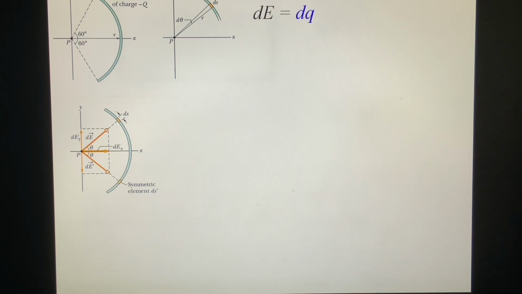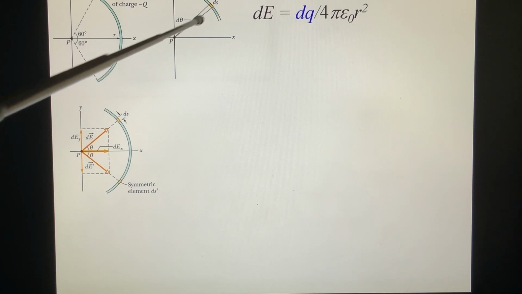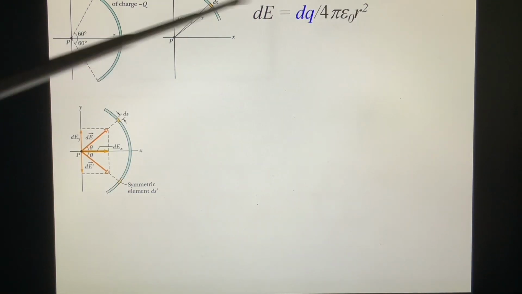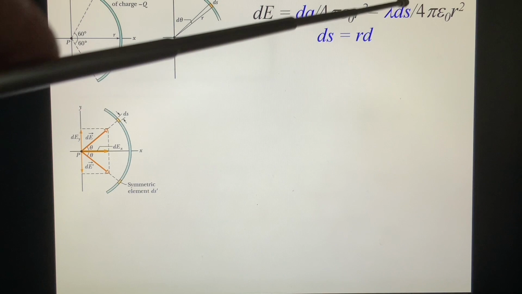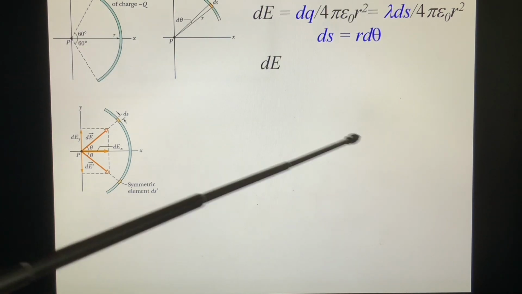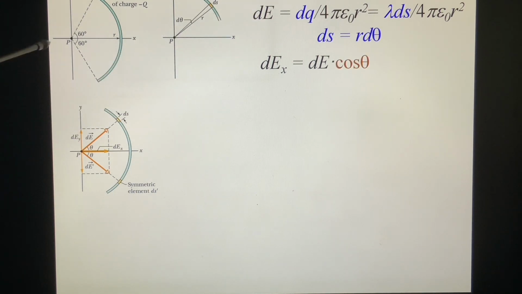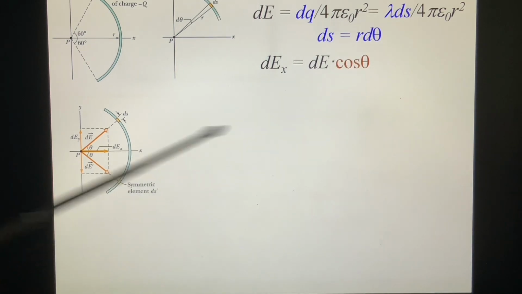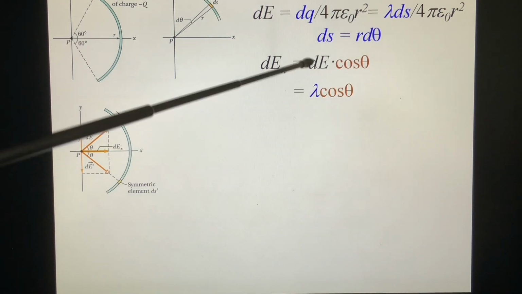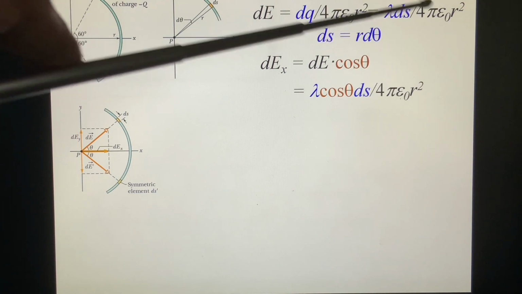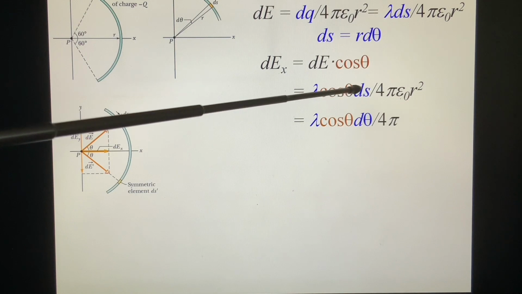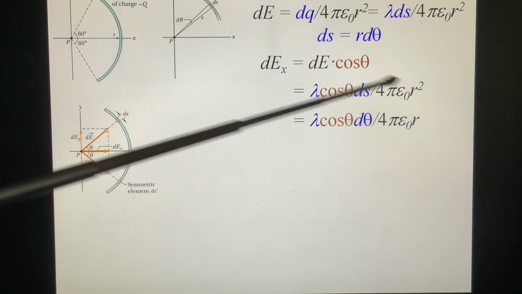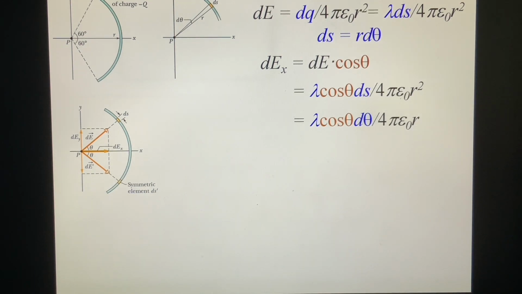Then we find the dE produced by this element at this point: dq over 4 pi epsilon 0 r squared. What is dq? dq is lambda ds. What is lambda? Lambda equals q over the arc length, and ds equals r d theta. So along x, dEx equals dE cosine theta. And dE is lambda ds over 4 pi epsilon 0 r squared, times cosine theta. What is ds? ds is r d theta. One r cancels out, and we get r d theta. And then we do the integration.